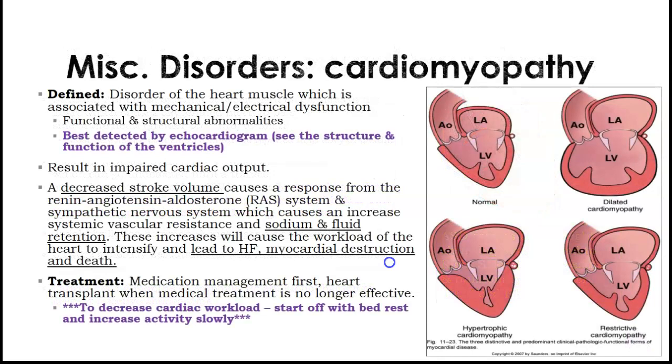Cardiomyopathies, this is when we're looking at the mechanical electrical dysfunction in the heart. It's best detected by an echocardiogram. Best thing to do is to help decrease the cardiac workload. Start off with bed rest and increase activity slowly. Medical management is typically done first, but heart transplant is usually a last resort if medical management is no longer effective.